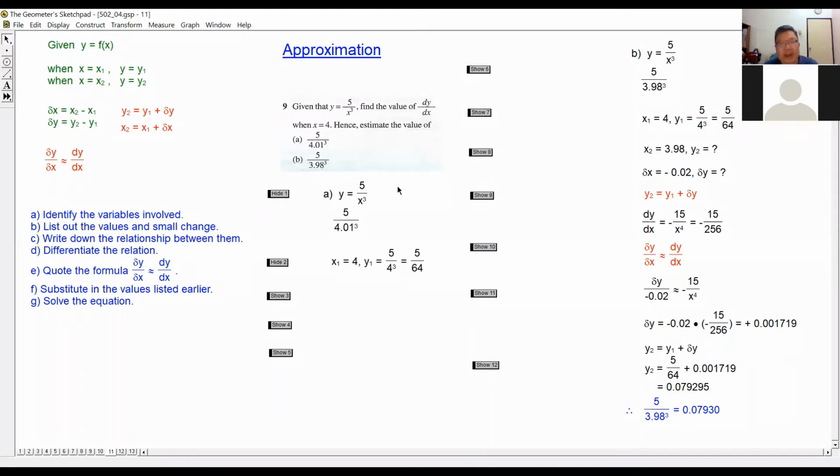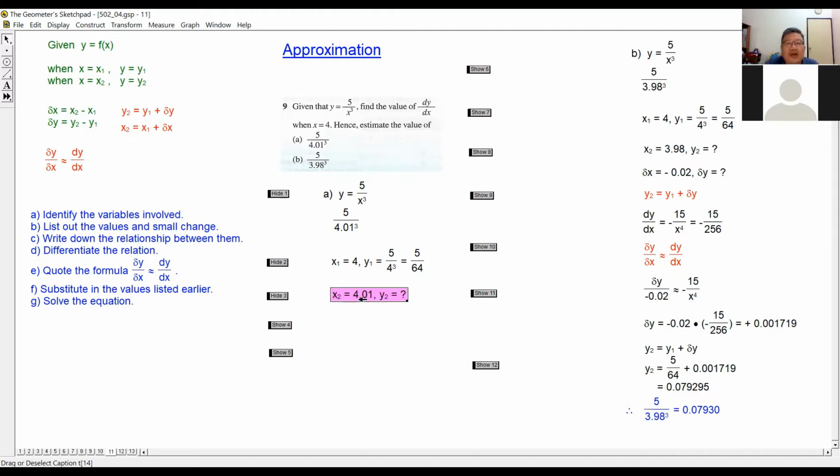Okay, teacher. So now, although I see 4.01, which is the x2, I have to think of what to put for x1. So the nearest value, which is a whole number, is 4. So I put the x1 equals to 4. Now x1 equals to 4, you substitute inside, you get the y1. Is this okay?